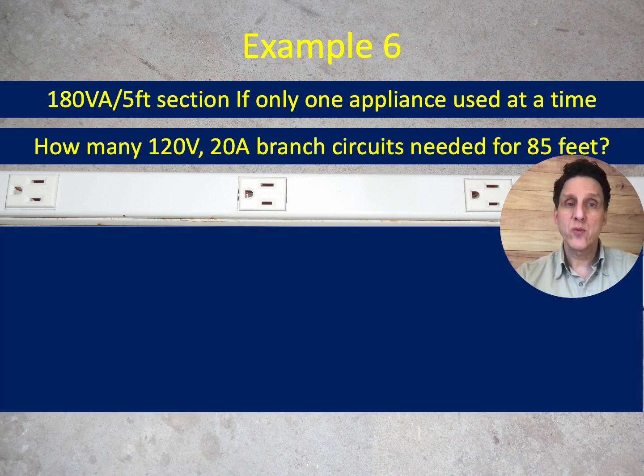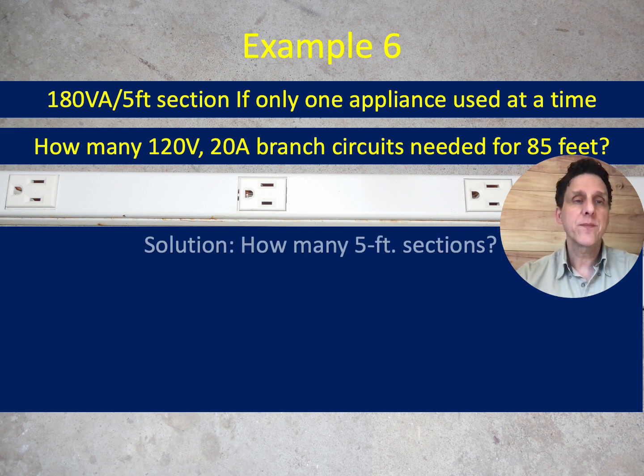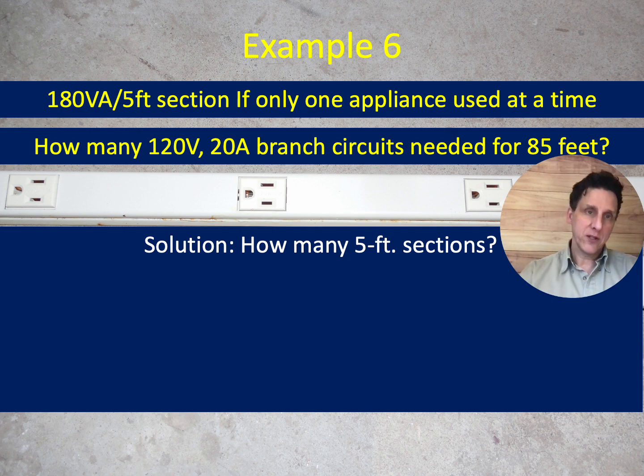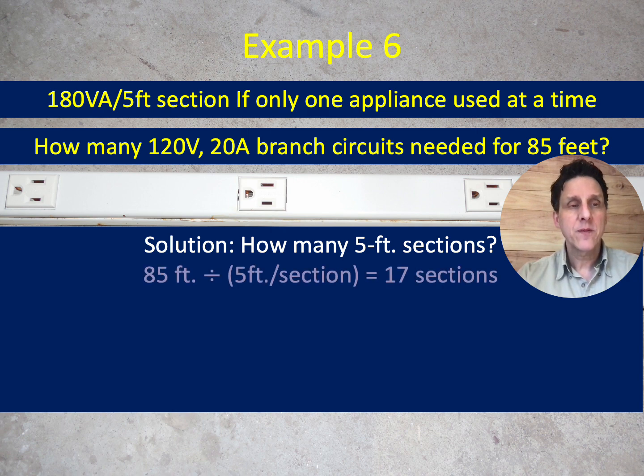If you would like to do the math, you can pause the video, restart it when you're ready, and I'll give you the solution. We still want to figure out how many 5-foot sections, right? So take the total length, divide by 5. That'll tell us how many sections. In this case, we have 17 5-foot sections. Every section or fraction thereof is calculated at 180 volt amps.